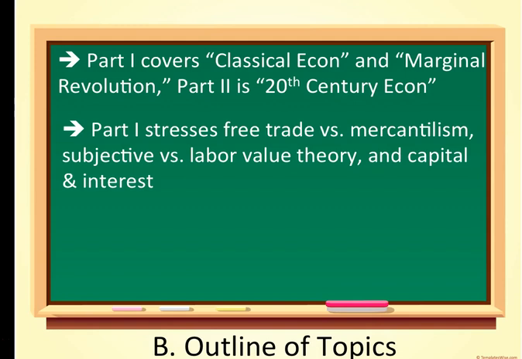Okay, and then another major theme we're going to stress in this particular course, this part, is capital and interest theory. So here the giant figure is going to be Eugen von Böhm-Bawerk. He was a sort of second generation Austrian economist that had been influenced by Menger, and then in some respects was the teacher of Mises himself.